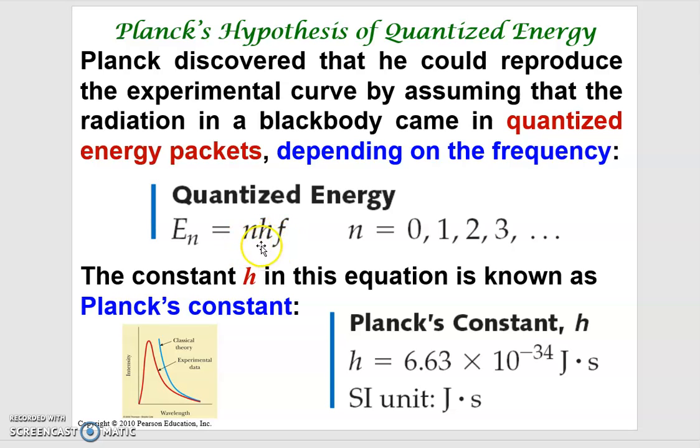So you have specific values of the energy, which means you don't have 1.5 hf or 1.2 hf for the energy of the radiation. So the energy is quantized. And this h is a constant called the Planck constant. And you can see this is a very small number.